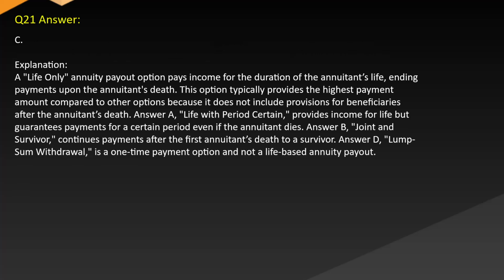Answer C. Explanation. A life-only annuity payout option pays income for the duration of the annuitant's life, ending payments upon the annuitant's death. This option typically provides the highest payment amount compared to other options because it does not include provisions for beneficiaries after the annuitant's death. Answer A. Life with period certain provides income for life but guarantees payments for a certain period even if the annuitant dies. Answer B. A joint and survivor continues payments after the first annuitant's death to a survivor. Answer D. A lump sum withdrawal. This is a one-time payment option and not a life-based annuity payout.